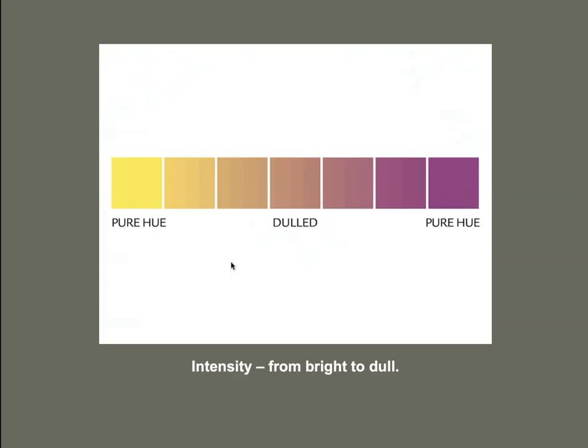And then the third property is intensity. And intensity refers to the relative purity of color. So if you look at a hue, that's going to be the most intense color that you can get of that hue. So here we have the pure hue of yellow and the pure hue of violet. If you add yellow to violet, it's going to become dulled. If you add violet to yellow, it's going to become dulled. So that's a less intense yellow than this one.